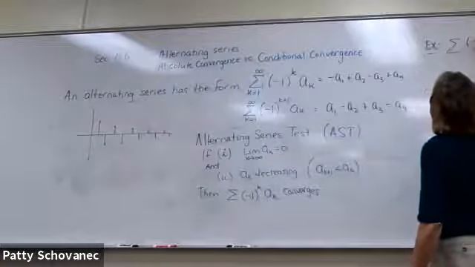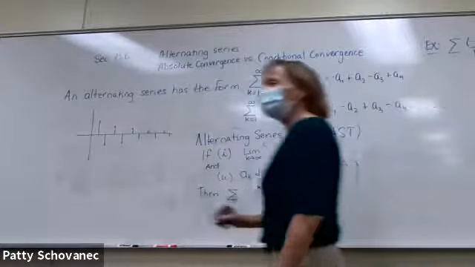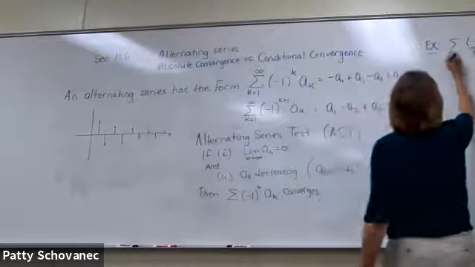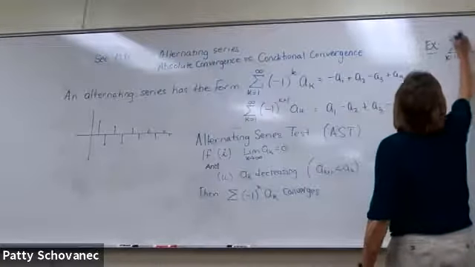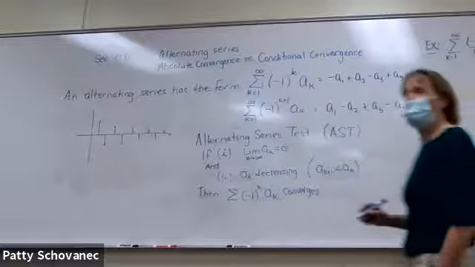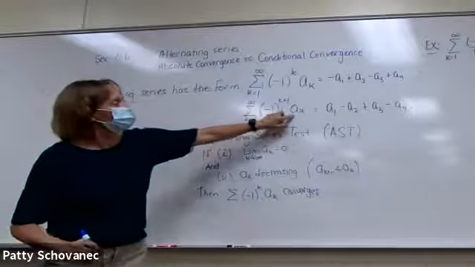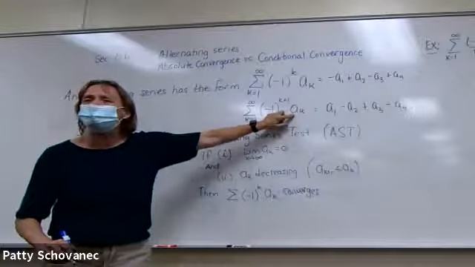This series, whether it's k or k plus 1, I put k plus 1 because I want my first term to be positive. This series looks like 1 over k minus 1 over k squared plus 1 over k cubed minus 1 over k to the 4th. So if I isolate the alternating part, then my a_k term is just 1 over k.